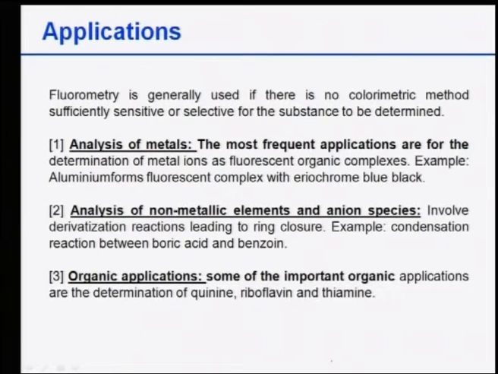Well, finally, what are the applications? Fluorometry is generally used if there is no colorimetric method with sufficient sensitivity or selectivity for the substance. First, analysis of metals. The most frequent applications are determination of metal ions as fluorescent organic complexes, like aluminum, which forms a fluorescent complex with Eriochrome Black Blue. Analysis of non-metals also, like anions and bases can be measured, like the condensation reaction between boric acid and benzoin. Organic, I have shown a lot of examples. Some of the important organic applications are quinine, riboflavin, and thiamine.